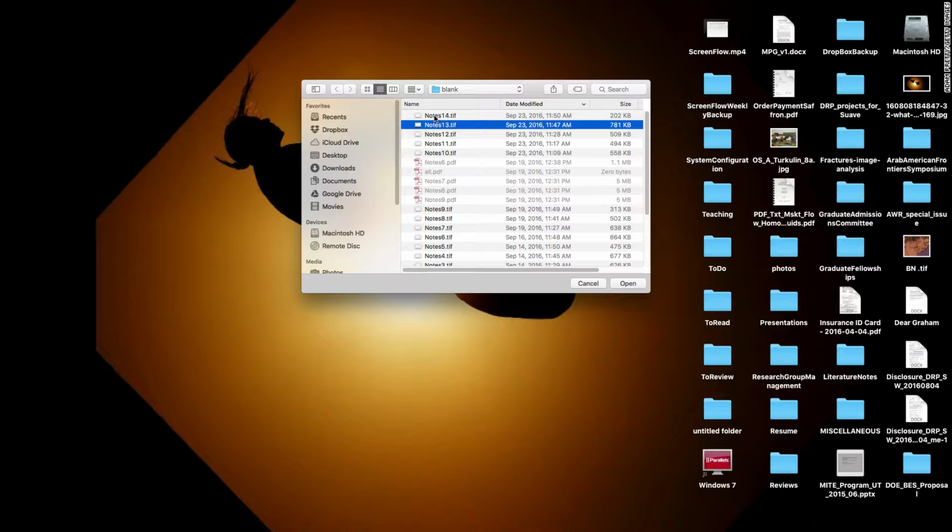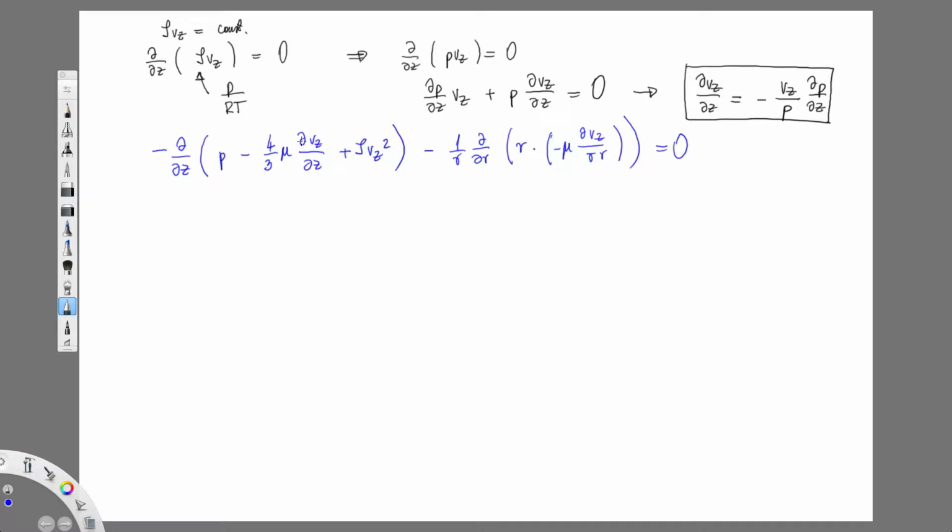So let's see, this was 13. Okay, so this is where we left off, and let's continue. Basically, this in blue is putting in the terms that I have. This is phi zz, so this is minus partial phi zz partial z, minus, and this part is 1 over r partial r of phi rz. So this is my momentum balance once I put in all of these terms that I worked on. So let's now continue.